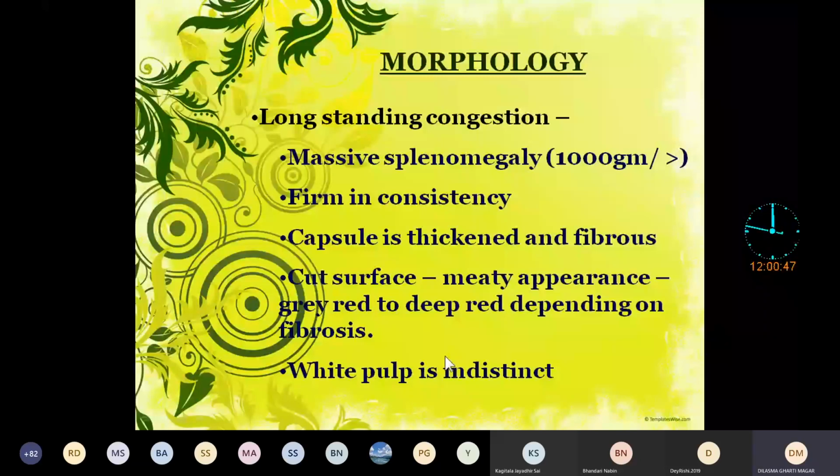So we'll go to the morphology once again. Long-standing congestion, massive splenomegaly. The weight of the spleen will be up to 1,000 gram or 1 kg. It is firm in consistency. The capsule is thickened and fibrous. The cut surface will look meaty, some meat-like looking. It depends upon how much fibrosis is there. If more fibrosis, it will look grayish in color, gray-red. If less fibrosis, it will look deep red. And here the white pulp is indistinct.